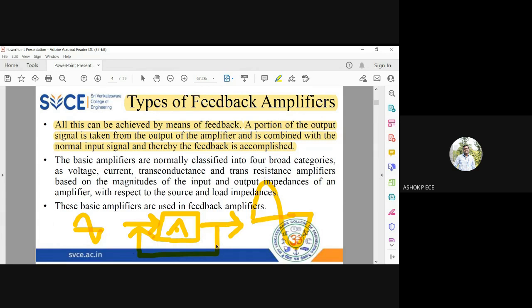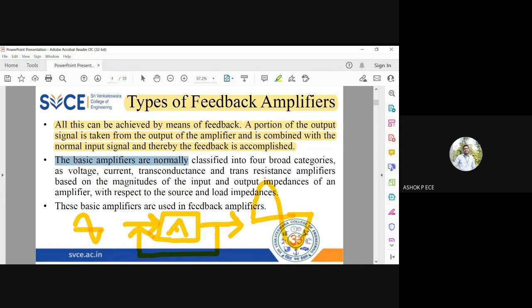Based on what feedback you give, the amplifiers are classified accordingly. I take some portion of the output and mix it with the input signal. This creates a feedback effect. This is very simple. This is what we are going to do.